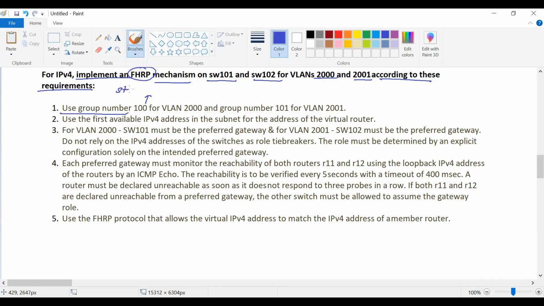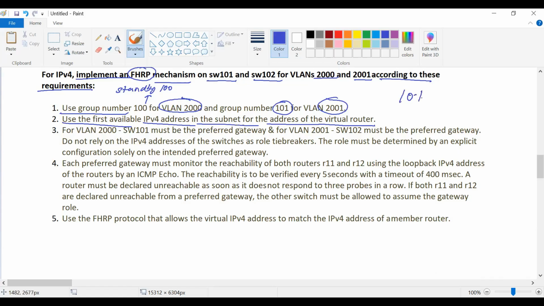When you configure, like standby, if you're configuring HSRP, you'll use the standby command. You have to use group 100 for VLAN 2000, and you have to configure group number 101 for VLAN 2001. But right now we can't decide whether we have to run HSRP, VRRP, or GLBP. That's why I've asked you to read the task first, all of it. Use the first available IP version 4 address in the subnet for the address of the virtual router.